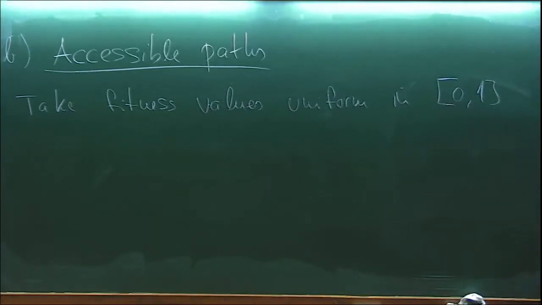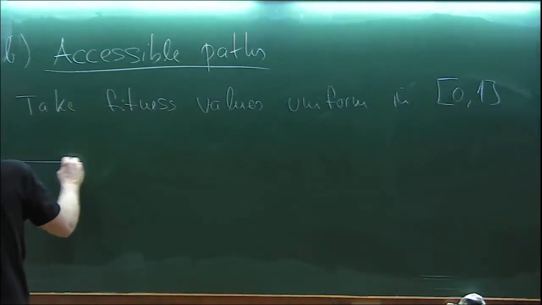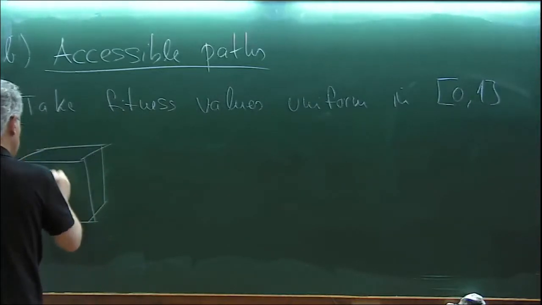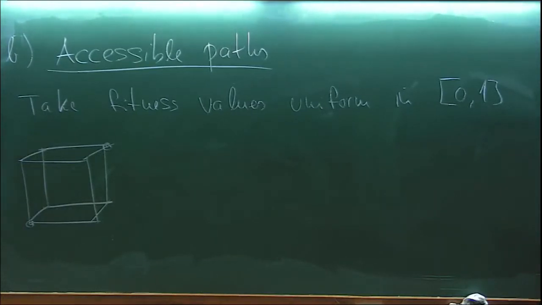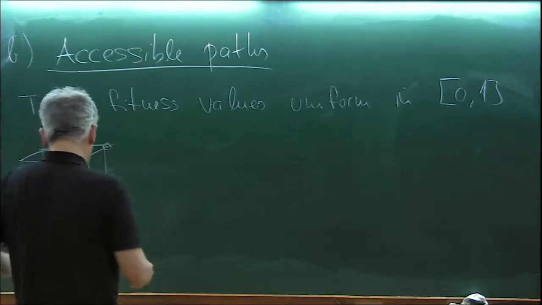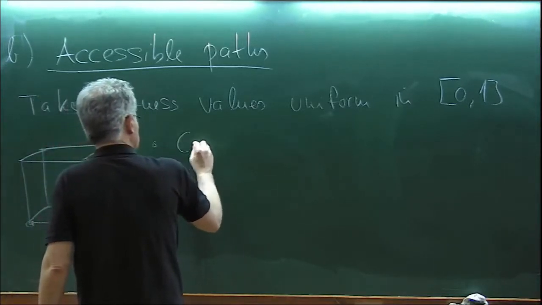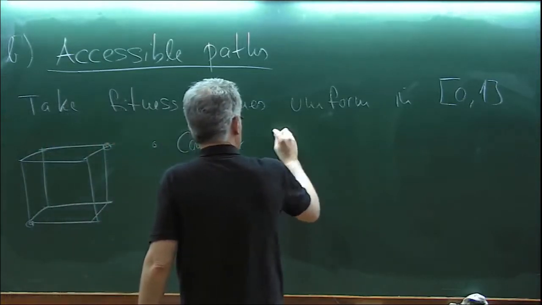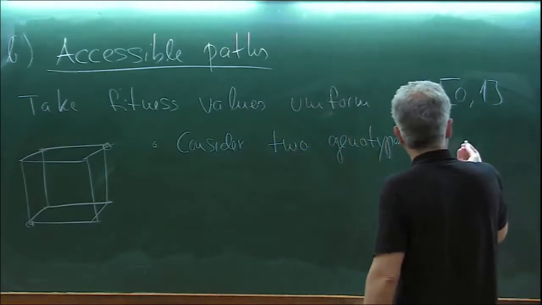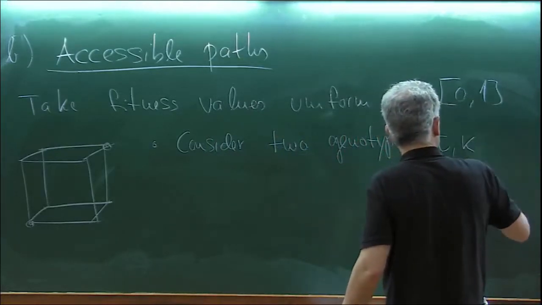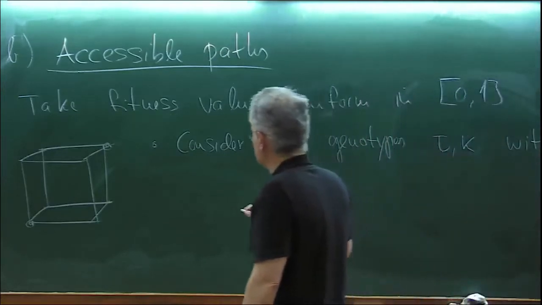And so we want to look at the following situation. So let me draw another cube. And so I'm looking at two points which are a certain distance apart. And I'm putting fitness values randomly everywhere, and I want to know what is the probability that there will be an accessible path from here to there. That's the question that I'm asking. Okay, so we consider two genotypes. Let me call them tau and kappa, and they are at some distance.